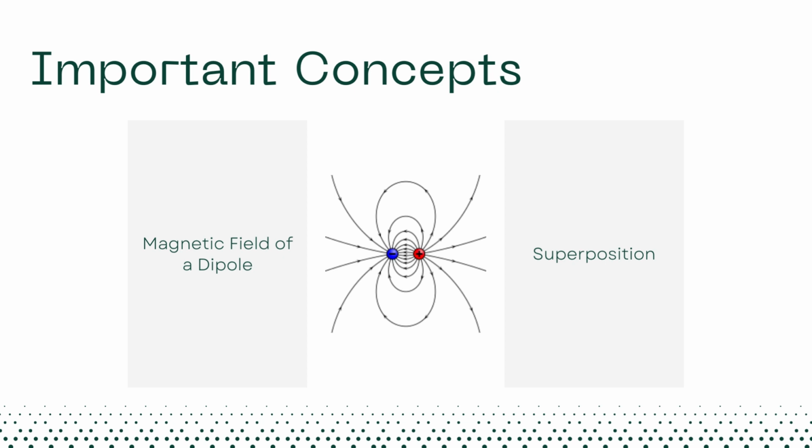The principle of superposition states that every charge in space creates a magnetic field at a point independent of the presence of other charges in that medium, and that the resultant magnetic field is a vector sum of the magnetic field due to the individual charges.